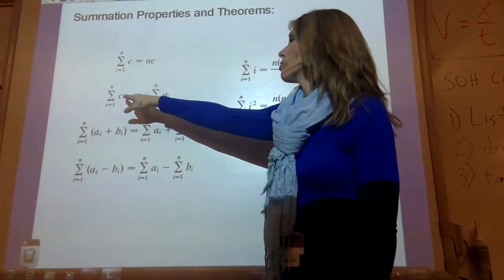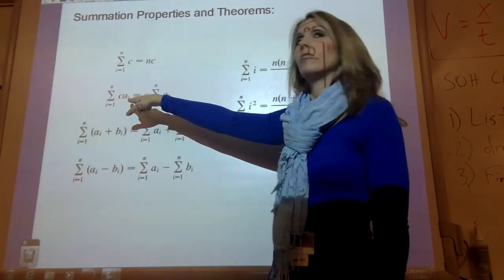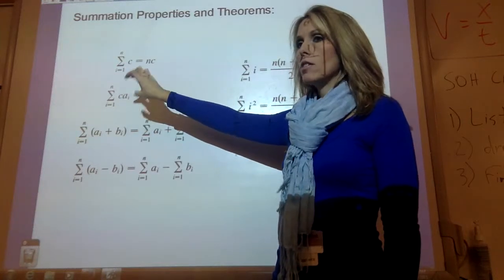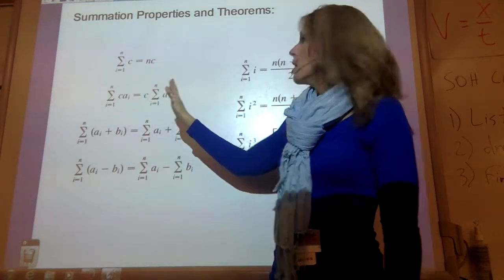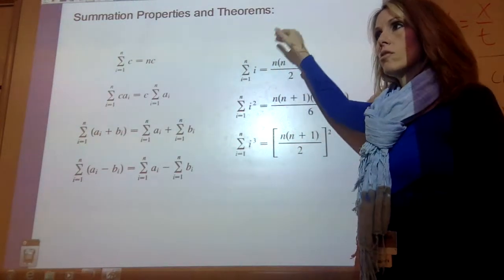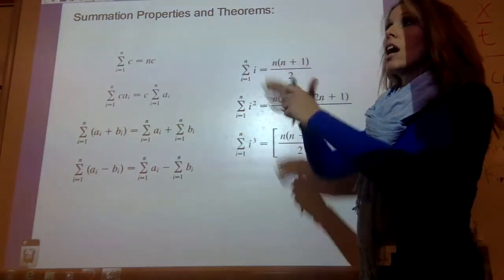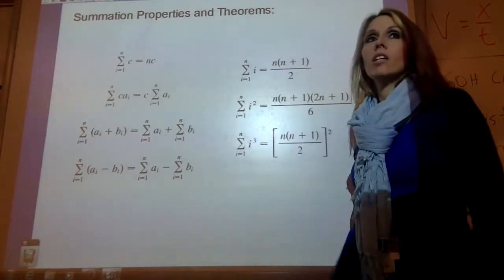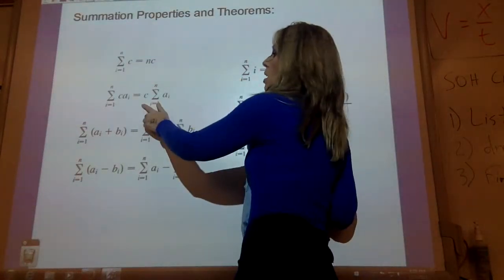Okay. This is telling you if you have a coefficient in front of something. Like if I had 3 times 2 to the i, instead of writing 3 times 2 to the 0 plus 3 times 2 to the first plus 3 times 2 to the whatever, I could factor it out of the sum. So if you can factor it out of the sum, you can pop it out of the sum this way.